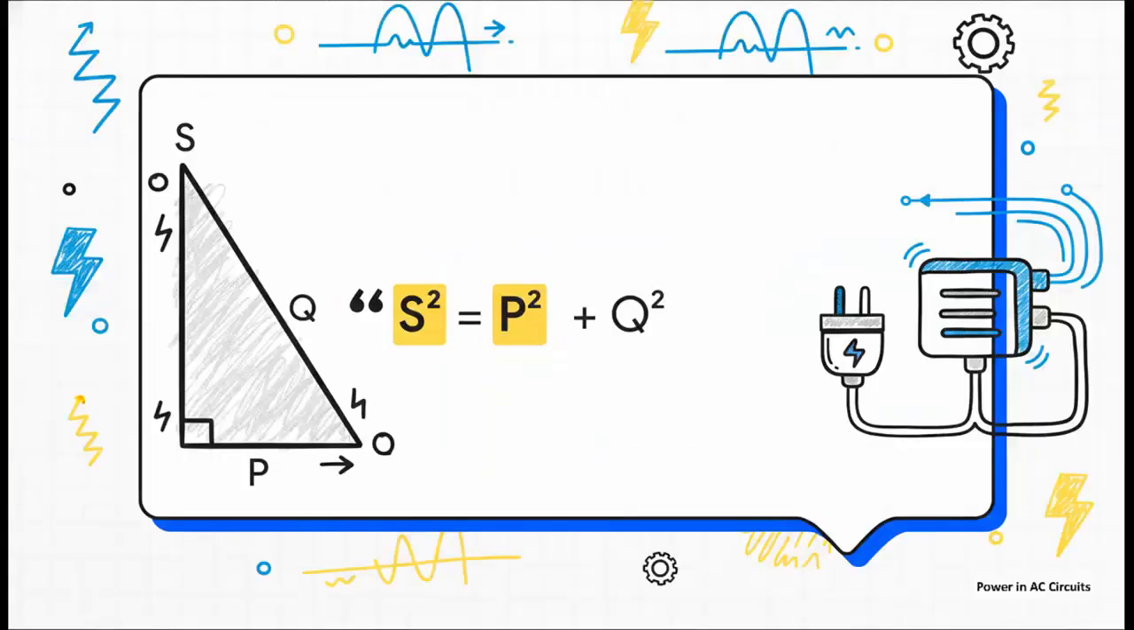And because it's a right-angle triangle, we can dust off our old friend from high school math, the Pythagorean theorem. S squared equals P squared plus Q squared. See? The total apparent power isn't just a simple sum, it's directly related to the real and reactive parts through geometry. It's math at work right in your electrical outlets.